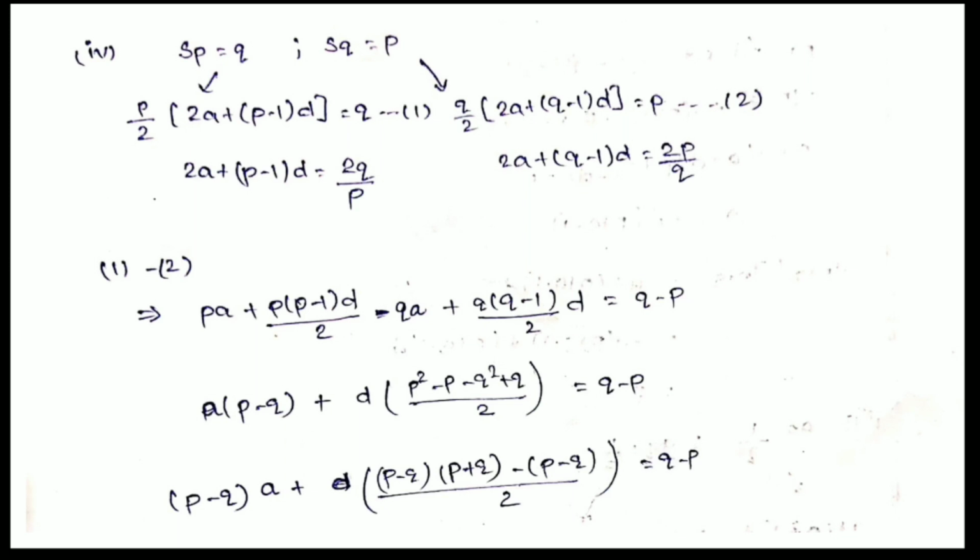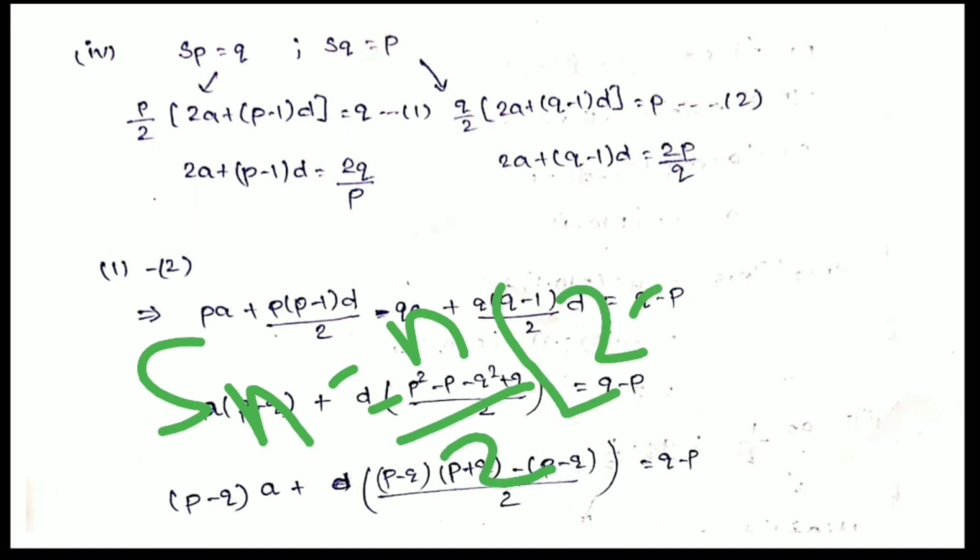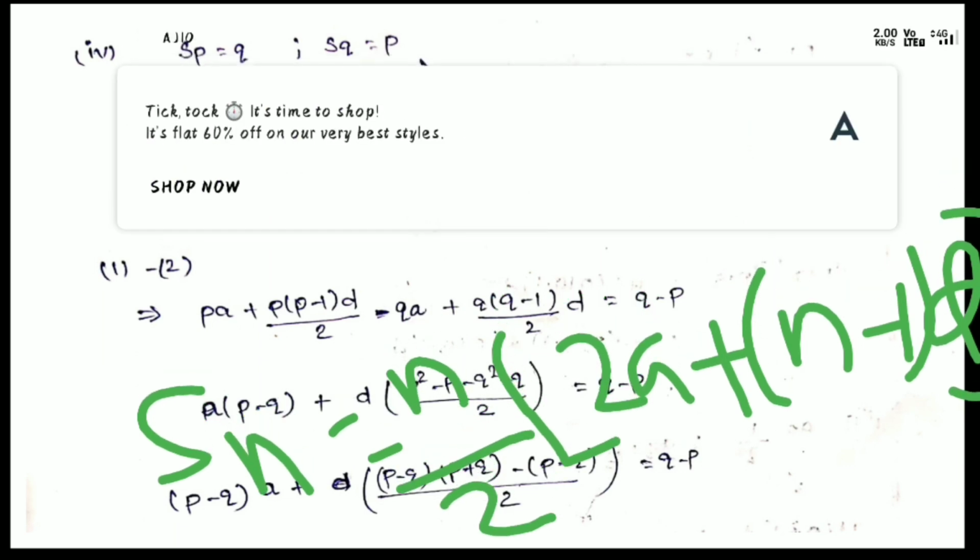Now the fourth one: SP equals Q and SQ equals P. P by 2 into 2A plus P minus 1 into D equals Q. Q by 2 into 2A plus Q minus 1 into D equals P. Similarly, we know that Sn equals n by 2 into 2A plus n minus 1 into D from the first lecture.